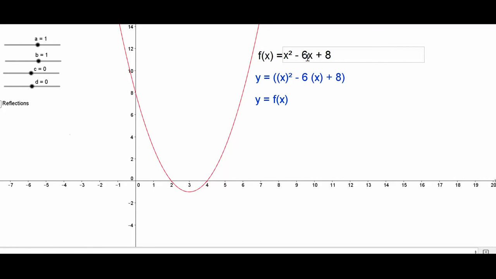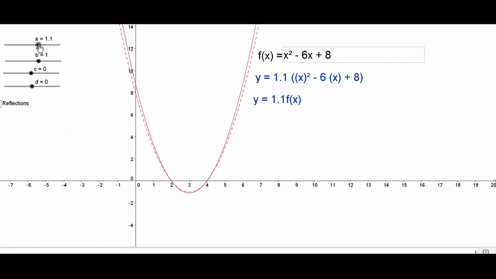And if we factorise the quadratic, the factors would be x minus 2 times x minus 4, and so the curve passes through 2 and 4 on the x-axis. There are several transformations we can do on this function.